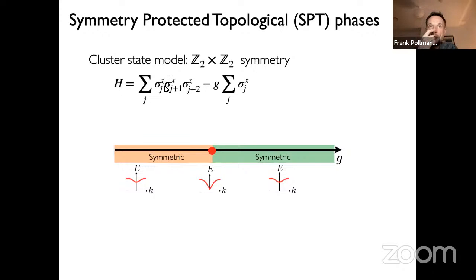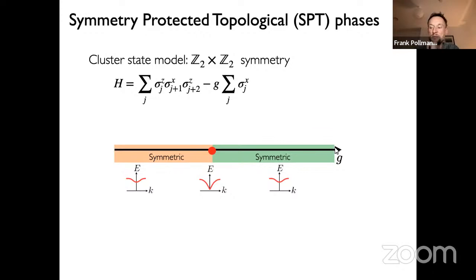But the main thing I want to stress is that this model has a certain spin rotation symmetry. And if we just look at the case where G is equal to 0, it has a ground state that is symmetric with respect to this Z2 cross Z2 symmetry. And if I make G very large, the ground state is also symmetric with respect to this Z2 cross Z2 symmetry.